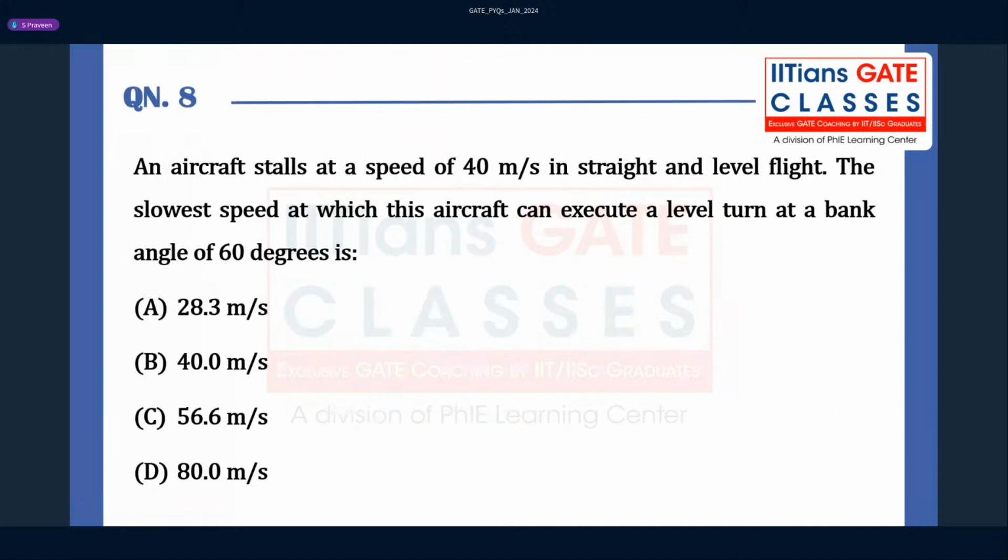An aircraft stalls at a speed of 40 meters per second in straight and level flight. The slowest speed at which this aircraft can execute a level turn at a bank angle of 60 degrees is dash. So we have four options: 28.3 meters per second, 40 meters per second, 56.6 meters per second, and 80 meters per second. Let's underline some keywords. Stalls at 40 meters per second in straight and level flight. The slowest speed at which the aircraft can execute a level turn at a bank angle of 60 degrees, right? So let's try to understand this again.